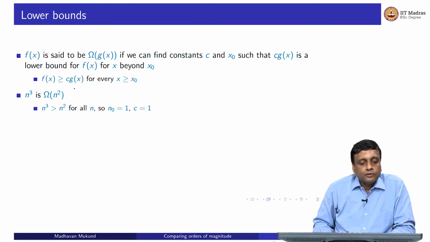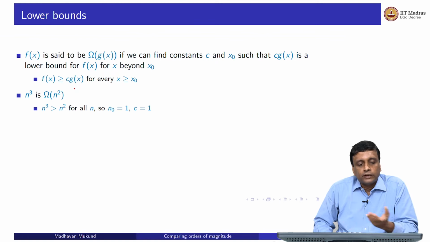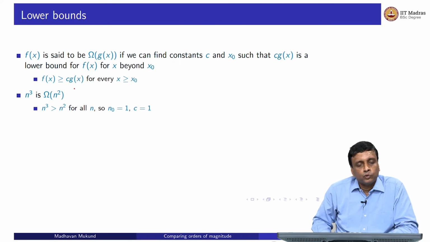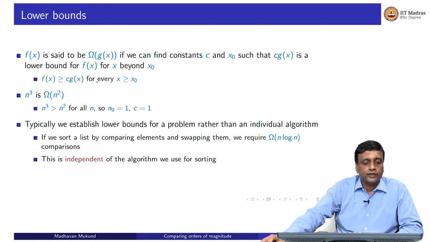So here is an example. Remember we said that n cubed cannot be big O of n squared, but n cubed is omega of n squared, because simply put, n cubed is bigger than n squared for all n. So if I just take trivially my horizontal limit to be n equal to 1 and my constant factor to be 1, I get that for every n bigger than 1, n cubed is bigger than n squared, and so n squared is a lower bound for n cubed.